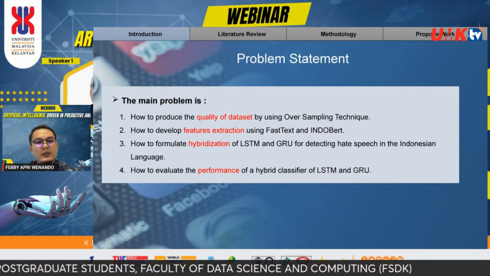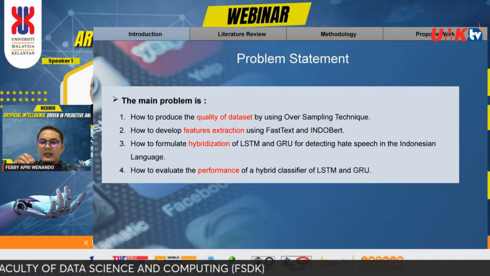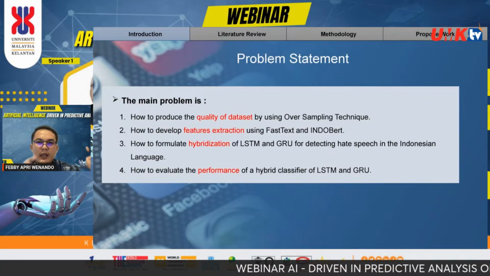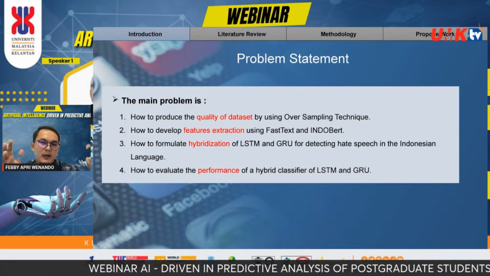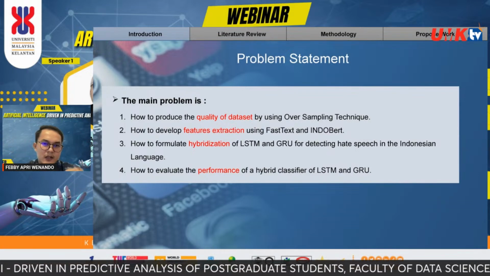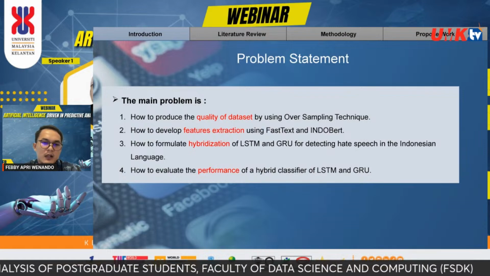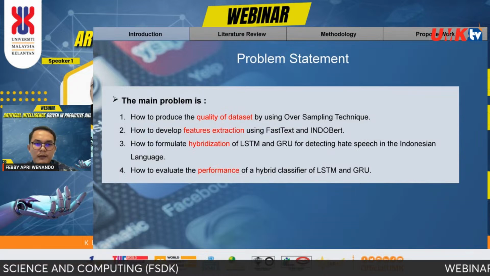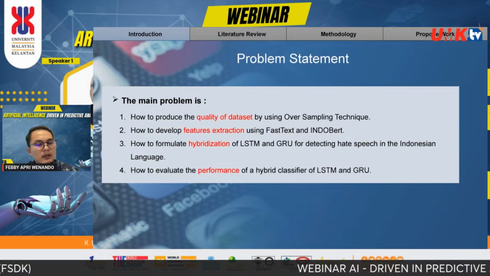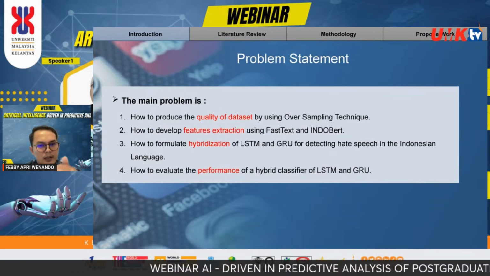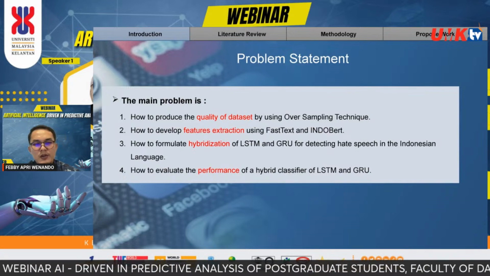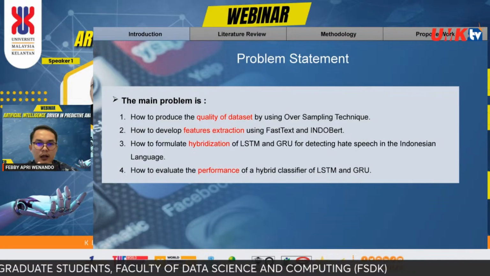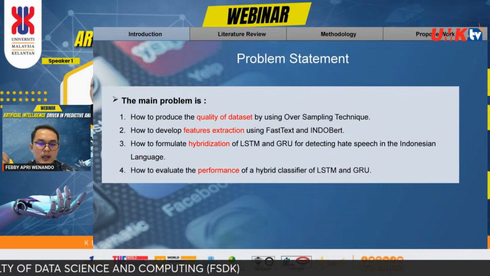The second is how to develop feature extraction to improve, as I mentioned to Mr. Hanafi before, in prediction we have pre-processing. Feature extraction is part of the pre-processing of data. The second problem is how we develop the best matching feature extraction for the data we use. In my research, I use FastText combined with IndoBERT. BERT is the feature extraction I use in my research.